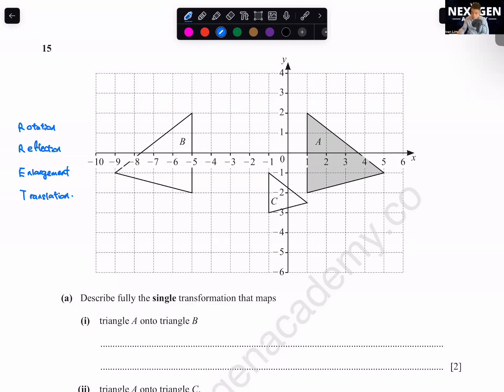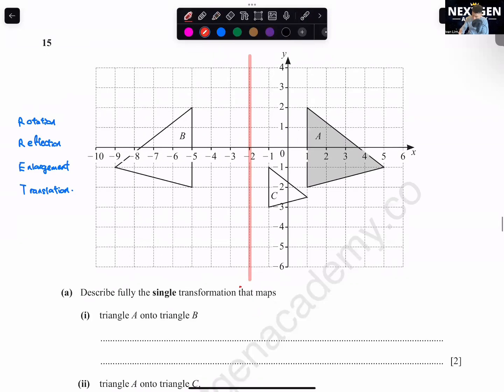A to B, what is it? This is a reflection, right? We can draw a mirror, which is over here. This is the mirror. This is x equals -2. Another thing you can see, right? Look at the marks over here. These marks will give you some clues also.